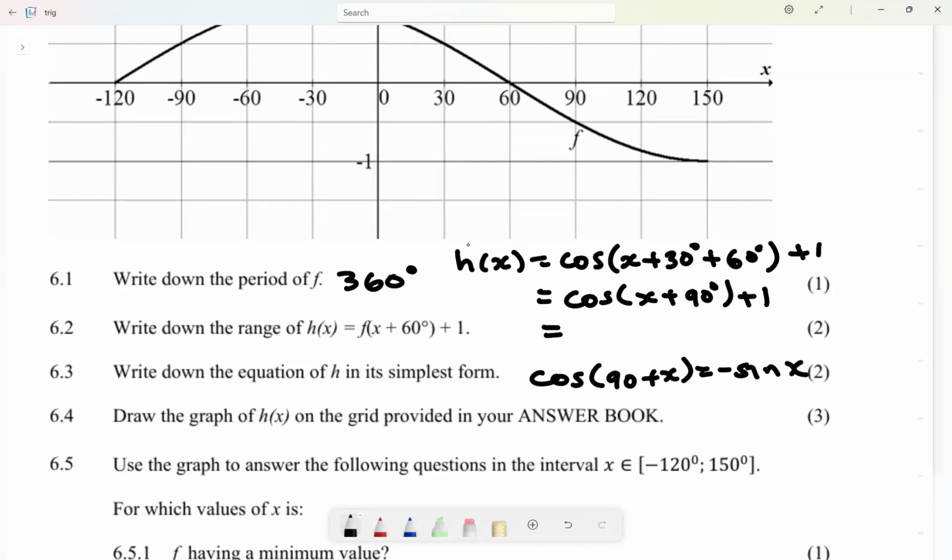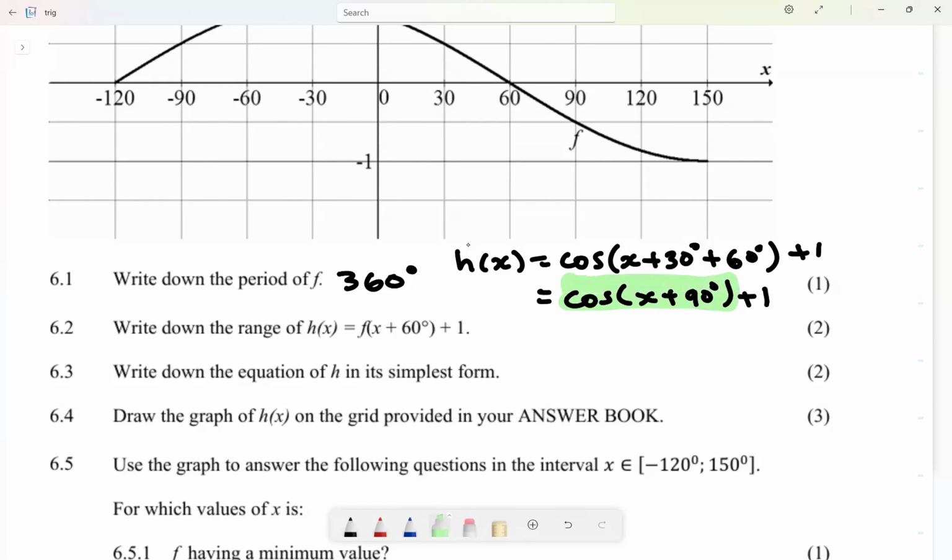Okay, you remember those? So it is becoming negative sine x plus 1. Negative sine x plus 1. So now let's start first by talking here. Never mind the negative sign for now. Let's look at this one first.